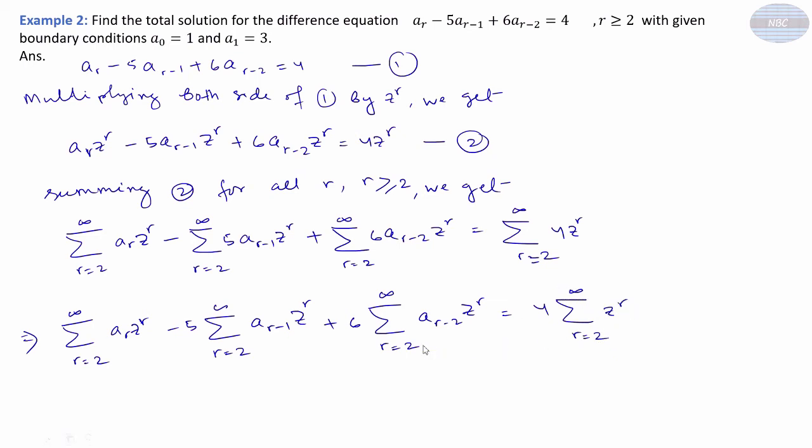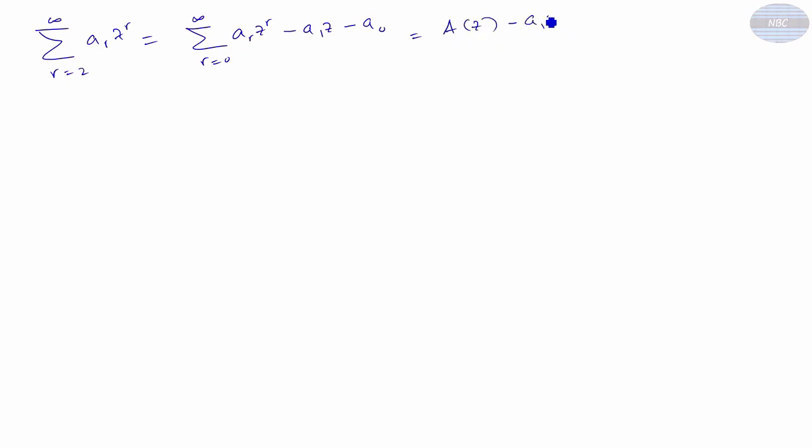Now from that simplified equation, we'll simplify each and every term and substitute the values. The first term is summation r is equal to 2 to infinity ar z to the power r, so I have to simplify this one. It can be written as summation r is equal to 0 to infinity ar z to the power r. Here a1 z and a0 are the extra terms, so we have to subtract them, so it is simplified as az minus a1 z.